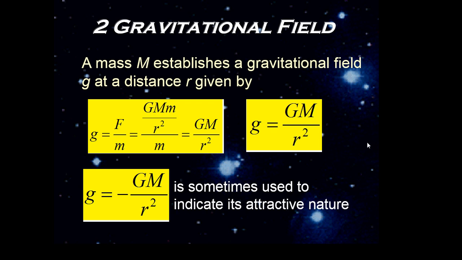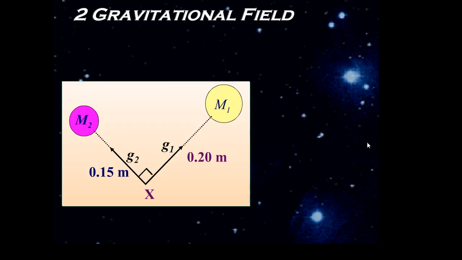Right. Moving on. Example 2. We have two masses separated by a distance of 0.25. That means m1 and m2, the distance between them is 0.25. You have a point X, which is 0.2 from the 800 kg and 0.15 from the 600 kg. What is the field strength at point X?